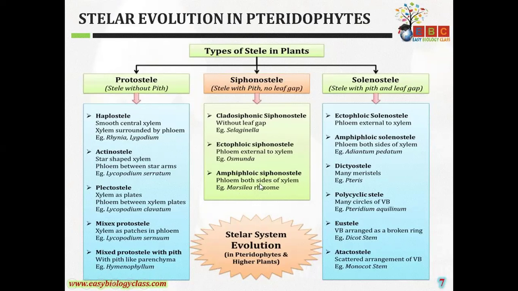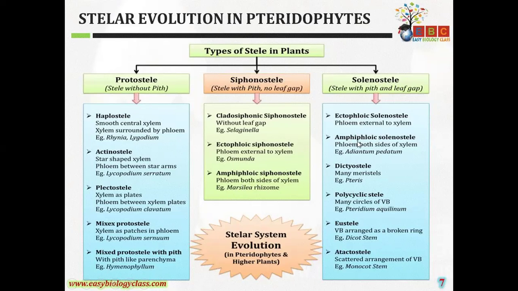That is the example; we call it Marsilea rhizome, amphiphloic siphonostele. Now, the next, third category of the stele, is called solenostele. Here the stele is with a pith region as well as the leaf gap. In this, there are different types of solenostelic conditions. One is called ectophloic.